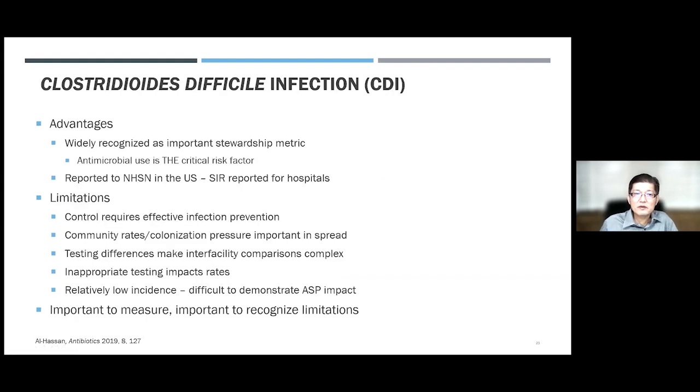The incidence of Clostridium difficile, the CDI, has been widely recognized as an important stewardship metric. It has been widely used in the United States and has been extensively studied. But the limitation is that the control requires not only antibiotic use, but it also requires an effective infection control program, where sometimes the community colonization and community pressure of C. difficile has been high, and sometimes institutions use different C. difficile detection testing. Thus, it is an important metric and important to recognize its limitation at the same time.